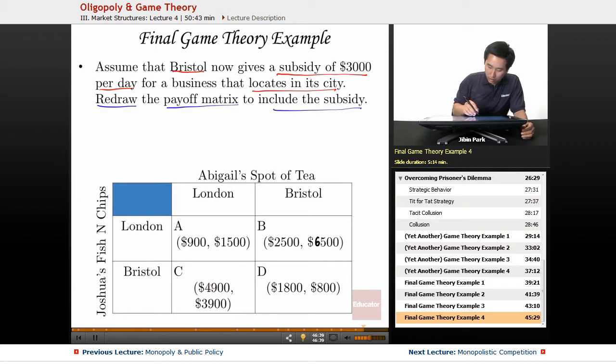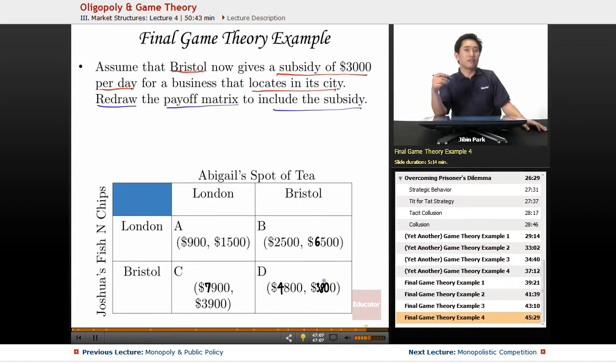Now, if it's a reverse situation here, if Joshua goes to Bristol, then instead of $3,900, he gets $7,900. Not bad for going to Bristol here. Now, what happens if they both locate in Bristol? Now you're going to get $4,800 for Joshua. And Abigail doesn't have quite as much total, but it's going to be $3,800.